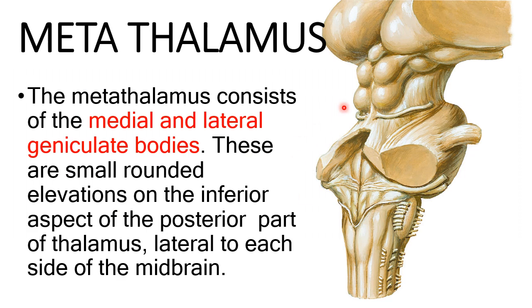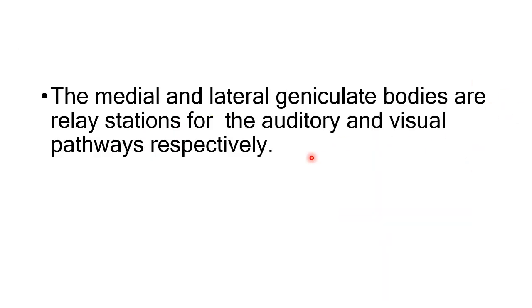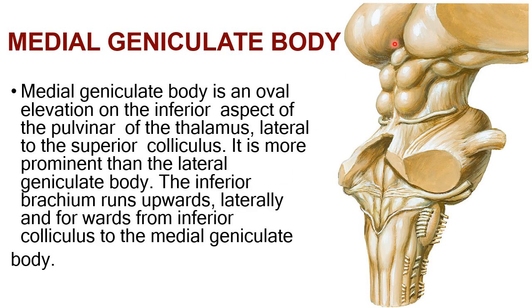Then the metathalamus, consisting of the medial and lateral geniculate bodies. Here you can identify the medial and lateral geniculate bodies. These are small round oval elevations on the inferior aspect of the posterior part of the thalamus. The medial and lateral geniculate bodies are relay stations for the auditory and the visual pathways respectively. The medial geniculate body is an oval elevation on the inferior aspect of the pulvinar end of the thalamus, that is the posterior end of the thalamus, lateral to the superior colliculus. It is more prominent than the lateral geniculate body.